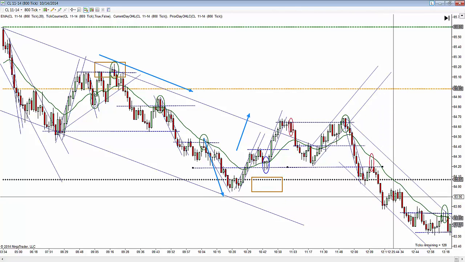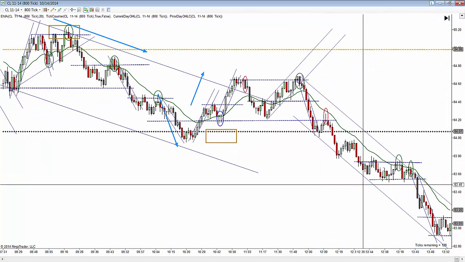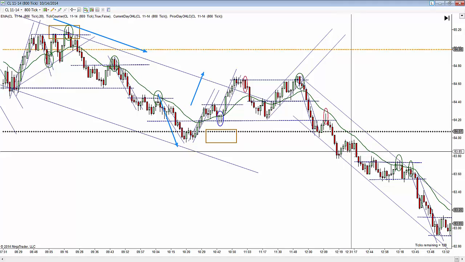Again, one failure, attempt to go up, fails. Attempts to go up again, another failure. And you can see all the way through here. Now, I was finished by about this time. This is 12, and I was done from this move.